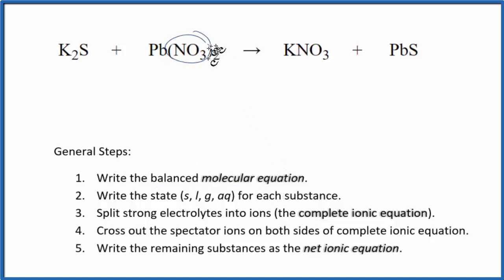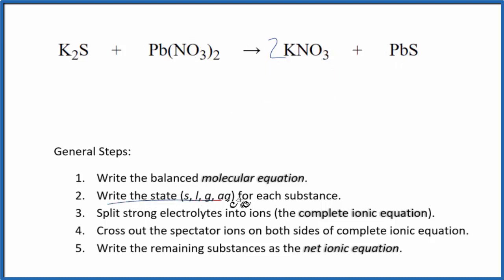So I have two nitrate ions here and just one here. So I'm going to put a 2 in front of the KNO3. Now I have two potassiums here, one sulfur here, that's good, and then one lead. So this is the balanced molecular equation.